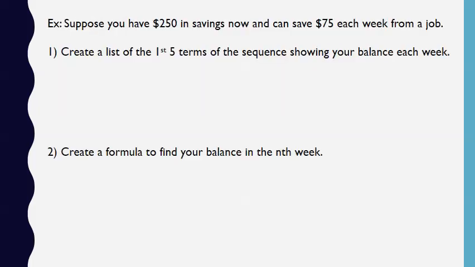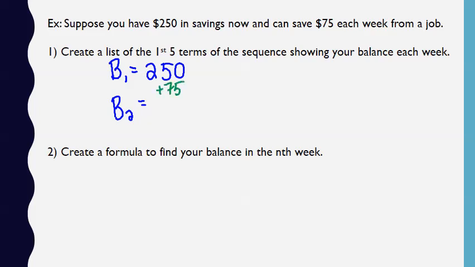You can use series or sequences in your everyday life. Suppose you have $250 in your savings now, and you have a job, and you can save $75 each week. We want to first create a list of the first 5 terms of our sequence, and we want to show our balance each week. We'll let our balance be B. At the end of the first week, we have $250. At the end of the second week, we've saved an additional 75, so we're going to add 75 to that.